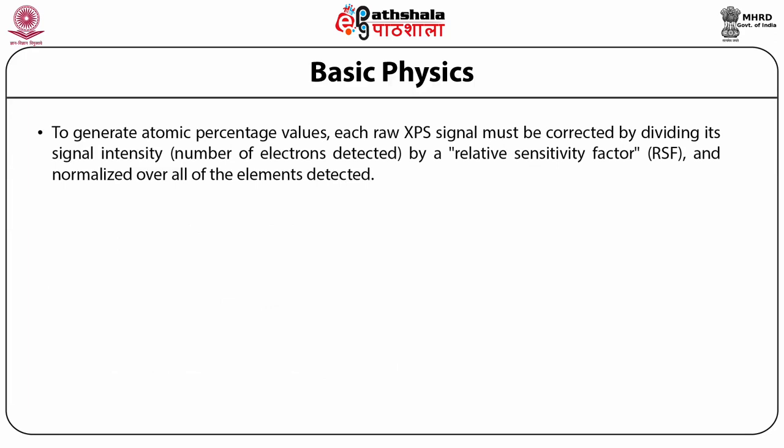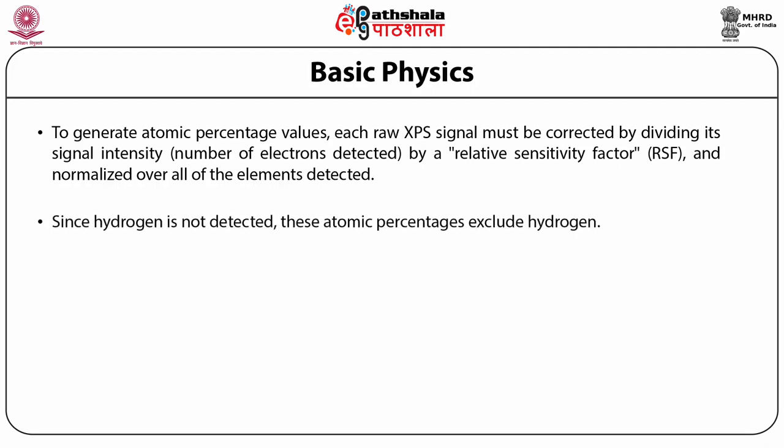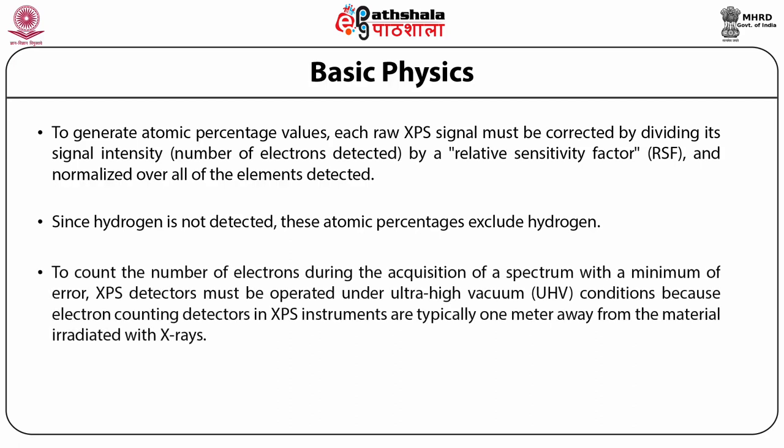To generate atomic percentage values, each raw XPS signal must be corrected by dividing its signal intensity, the number of electrons detected, by a relative sensitivity factor called RSF, and normalized over all of the elements detected. Since hydrogen is not detected, these atomic percentages exclude hydrogen. This is to count the number of electrons during the acquisition of a spectrum with a minimum of error.